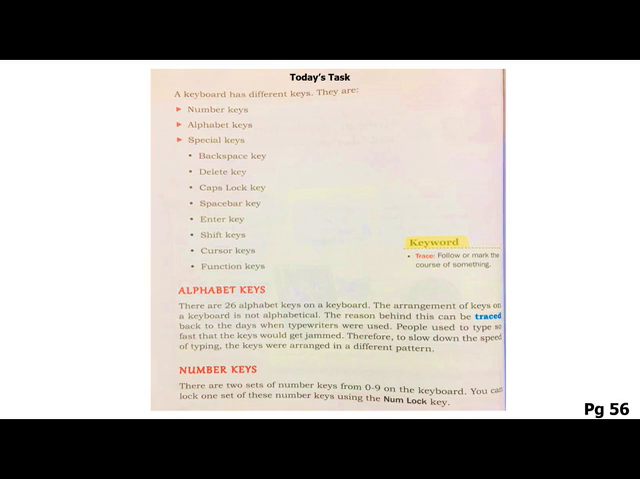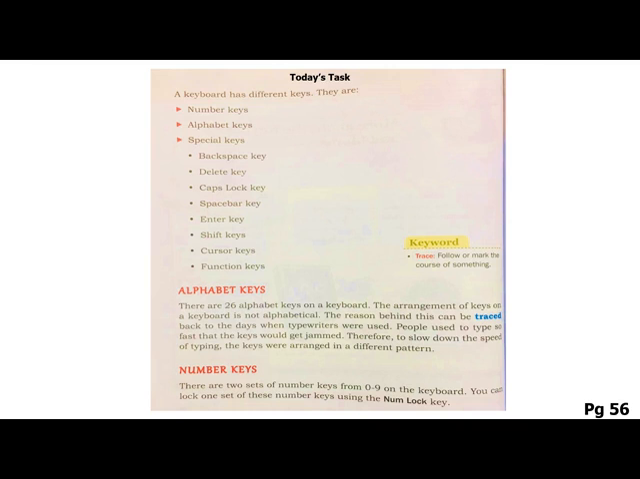And as you know that alphabet keys are used to type letters or poems. Number keys are used to type numbers. Spacebar key is the longest key on the keyboard. It is used to give space between letters or which type of character you will write. It helps us to give space between the words. And enter key is used to go to the next line.